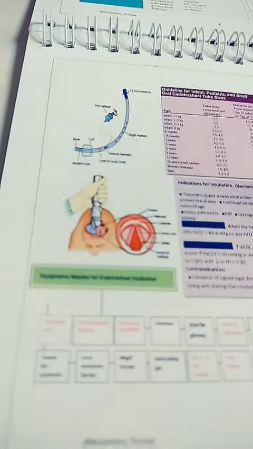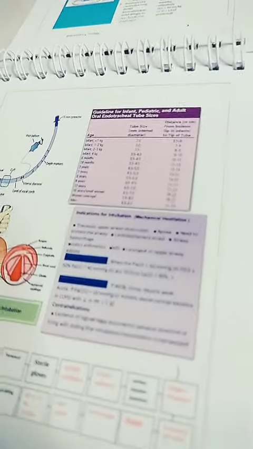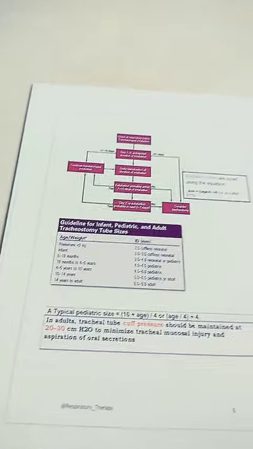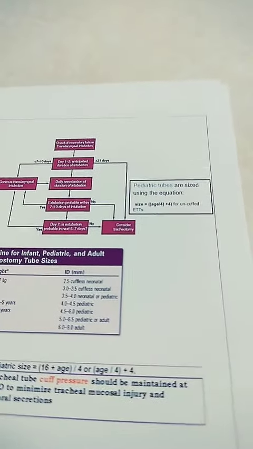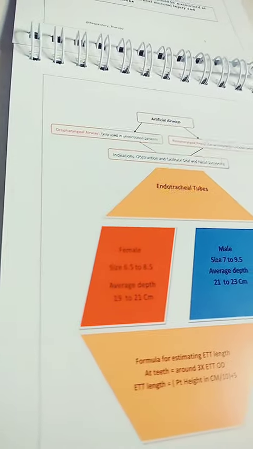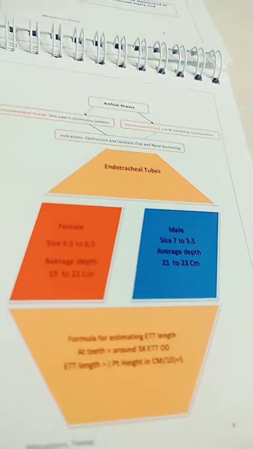On the fourth page, the guideline and method for choosing an endotracheal tube, the required tools, indications, and contraindications. On page 5, a guideline for choosing the appropriate endotracheal tube and size for pediatrics and appropriate size for tracheostomy tube. On page 6, appropriate endotracheal tube size for adult male and female, and how to calculate the size.